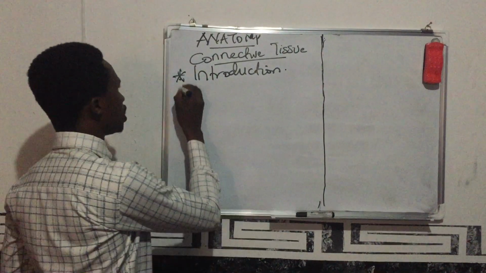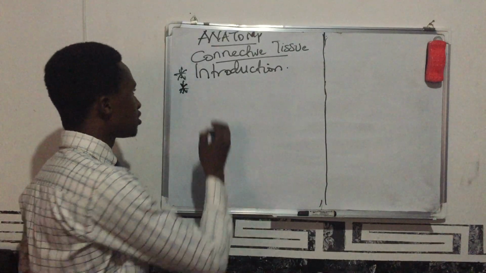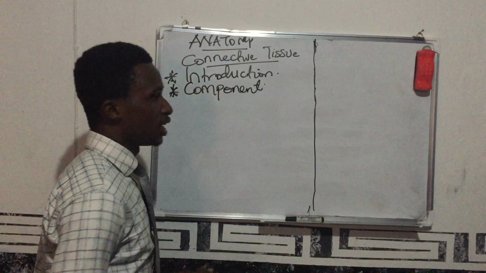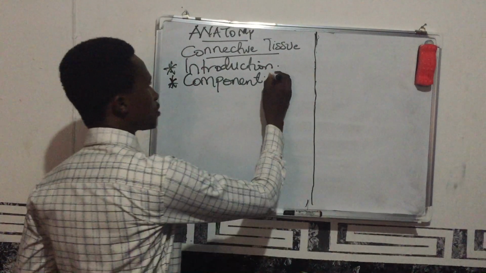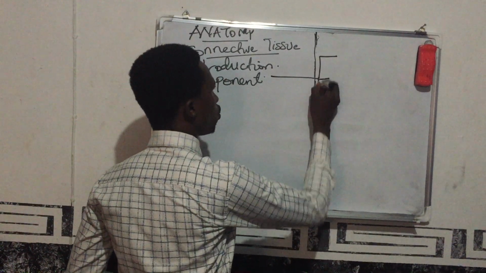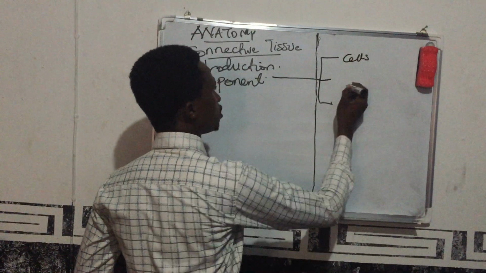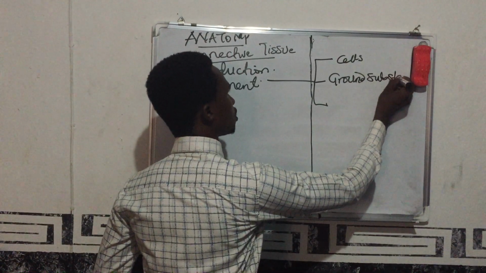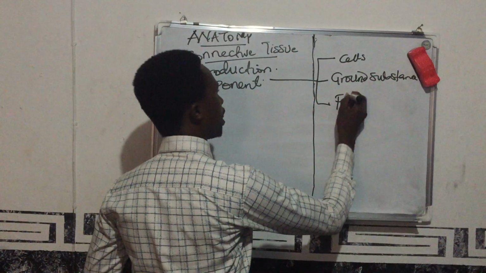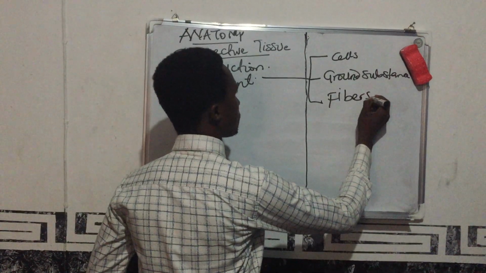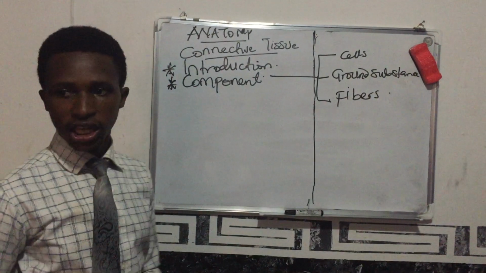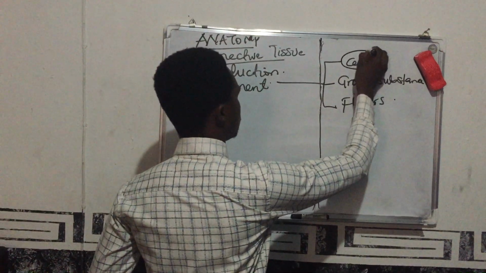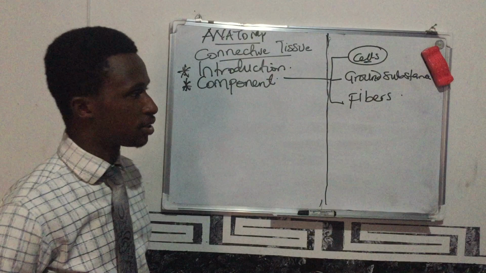After knowing the introduction to connective tissue, we need to learn about the components of connective tissue. Connective tissue has three components. These include 1. Cells, 2. Ground substance, and 3. Fibers. Today, we'll be discussing the first component, cells of connective tissue.